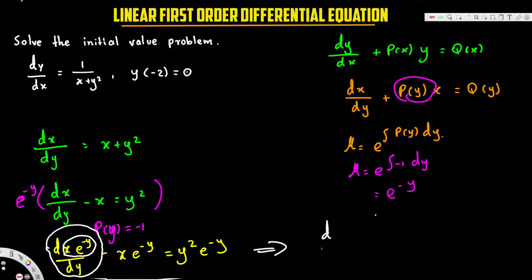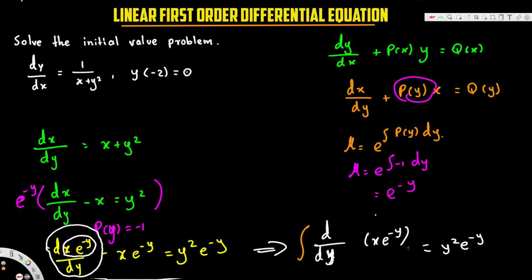This is the one, d over dy of x e power -y. If you do the derivative for this one, you will get the whole thing back. So this is equal to this one. Therefore, we can just directly equalize this one to y square e power -y. After multiplying by the integrating factor, we have to integrate both sides.